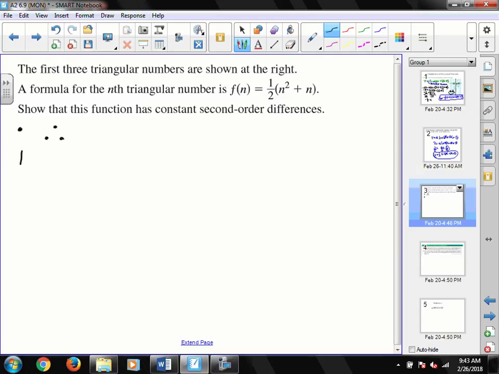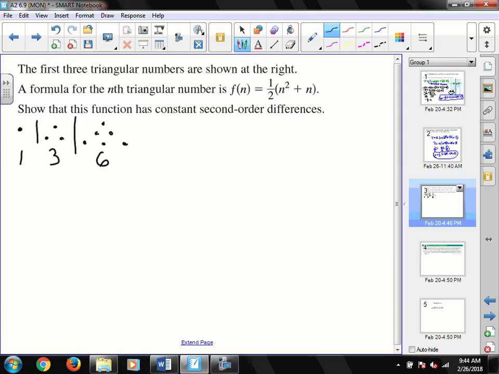So how many dots do I have here? 3. 3 is the second triangular number. How am I going to get to the next triangular number, you think? Add 3 more dots. We're going to add 3 dots at the bottom, so my pyramid is now going to look like this. How many dots do I have in total? 6. 6 is going to be the third triangular number.